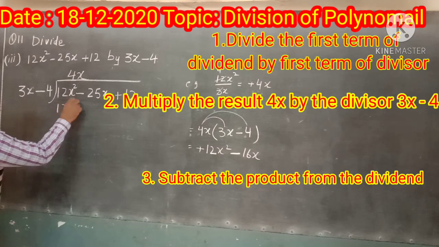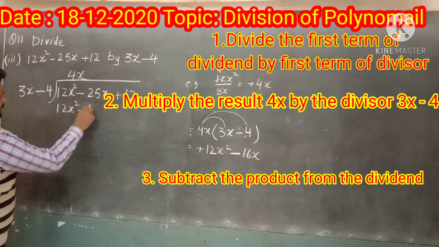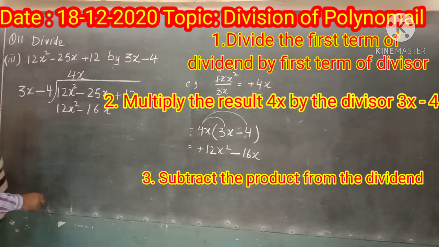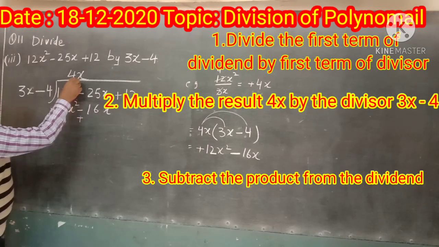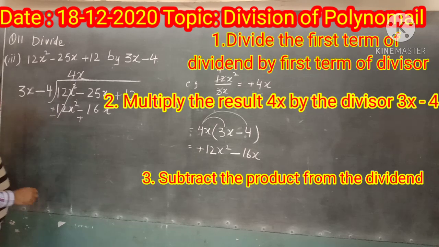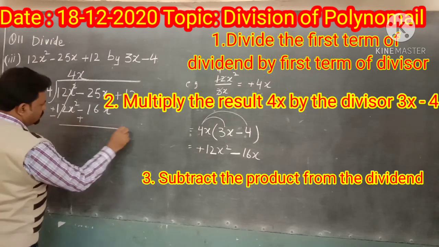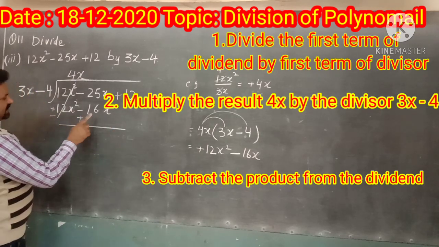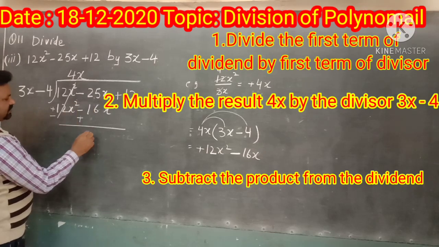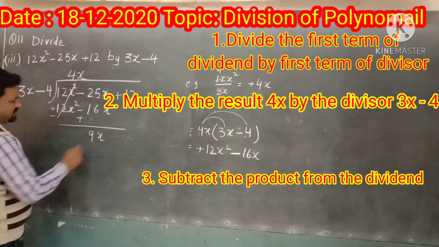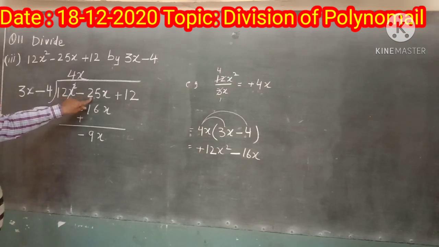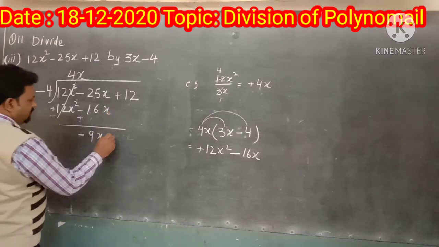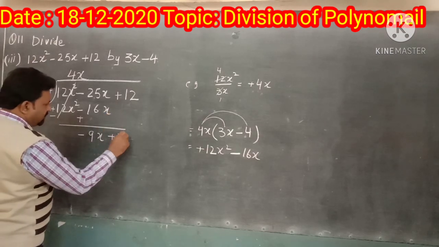So 12x square minus 16x. We will change the sign to plus, so these two terms will cancel with each other. Now we will subtract 16 from 25. The result is 9x with a negative sign, because the negative term is greater than the positive term. Now we will write plus 12.